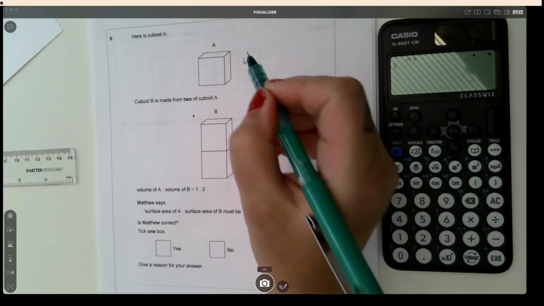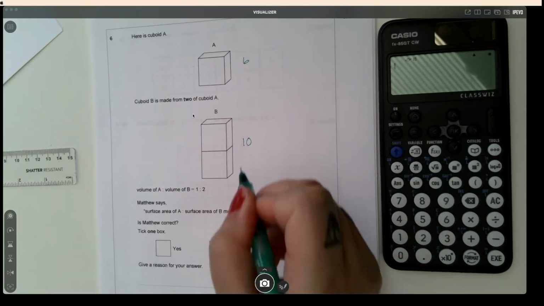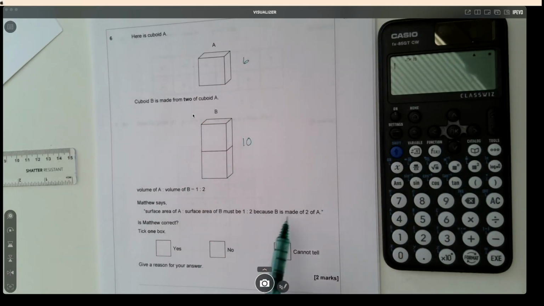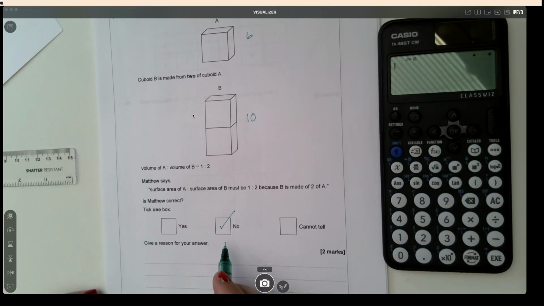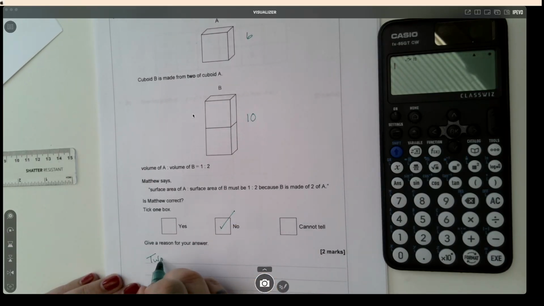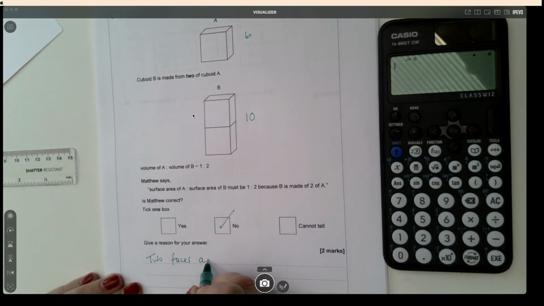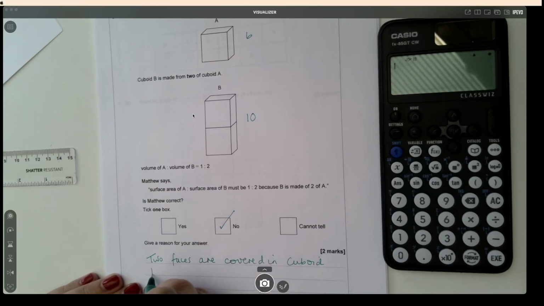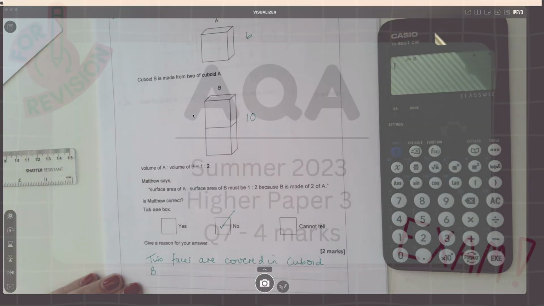So here we would count 6 faces. Here we would count 10 faces. That's not in a ratio of 1 to 2. So he's wrong. And the reason we're going to give is 2 faces are covered in cuboid B.